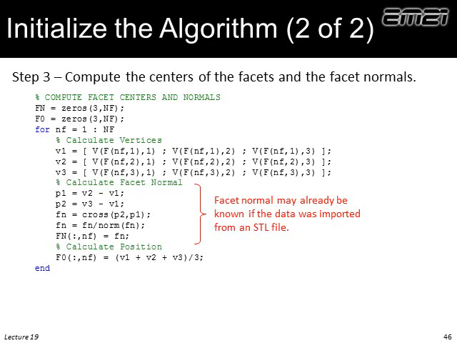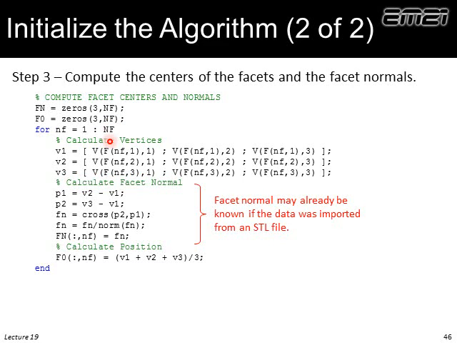Step 3, we need to know the center of the facets, and we also want to calculate the facet normals. So I create 2 arrays here. This first one stores the facet normals, and then the second one is the center of each facet. So we have a triangle. This is smack center of the triangle. And so I create a loop, and I loop through all of the facets. So little nf equals 1 to big NF, where NF is the number of facets.